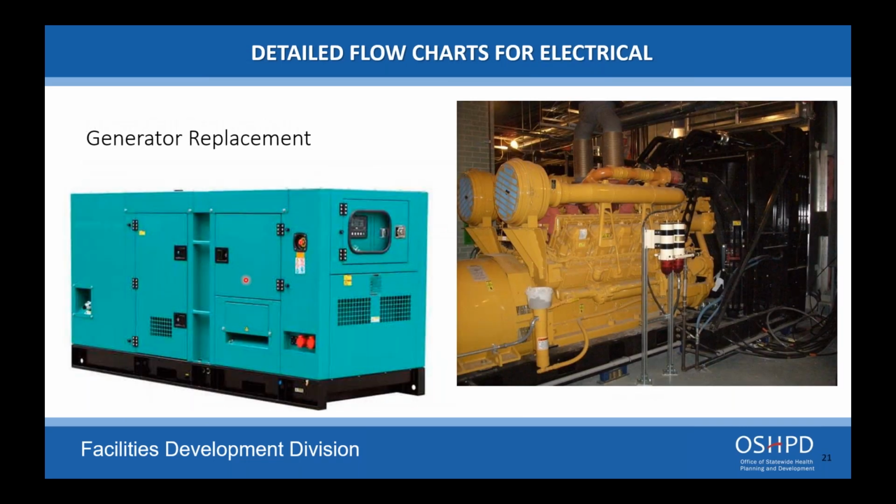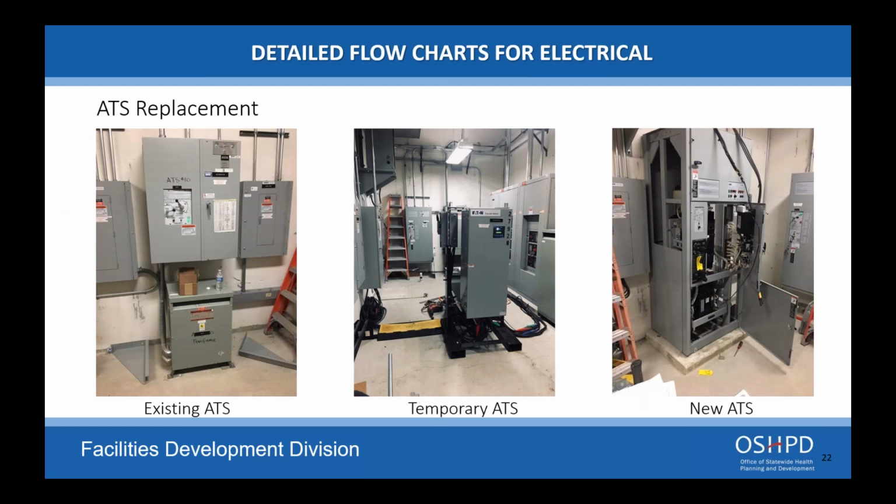If you're replacing a generator, again, identify the scope. If the project is solely replacing the generator, that is the scope of your project. You do not have to go downstream for any upgrades other than what's required to get that new generator in place. Looking at an automatic transfer switch replacement, here's an example of an existing unit that was getting old and needed to be replaced.